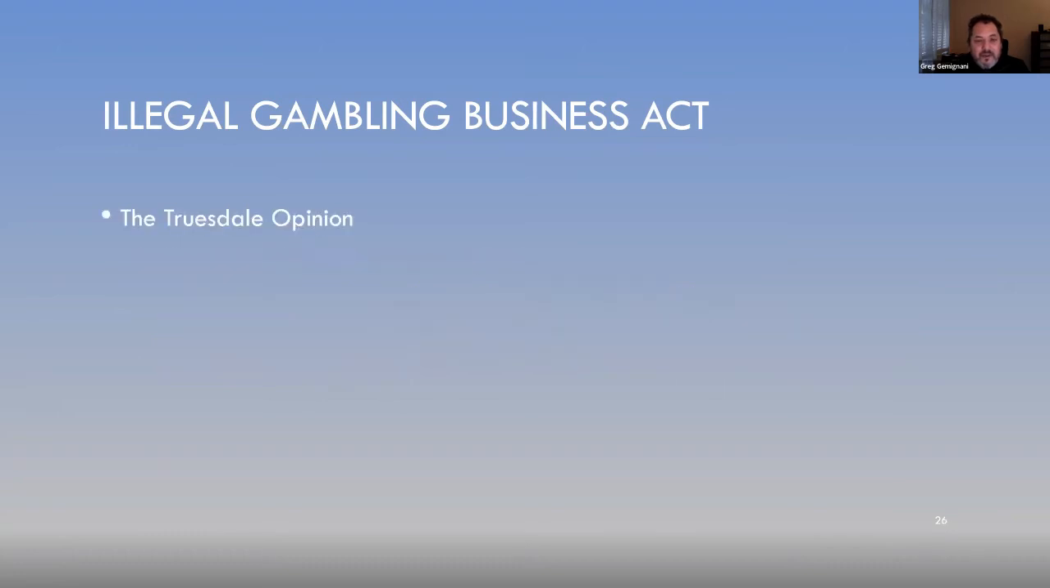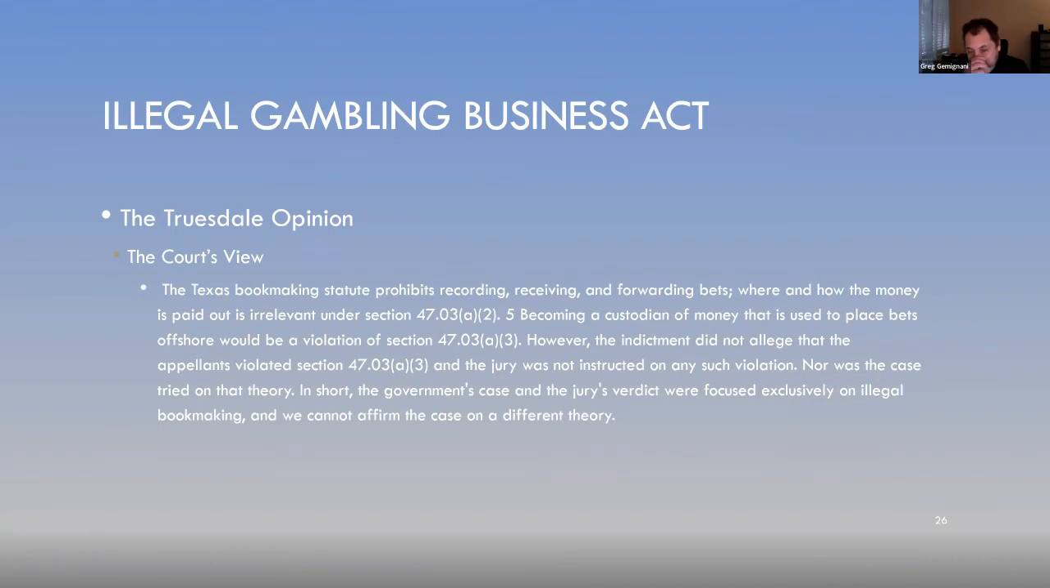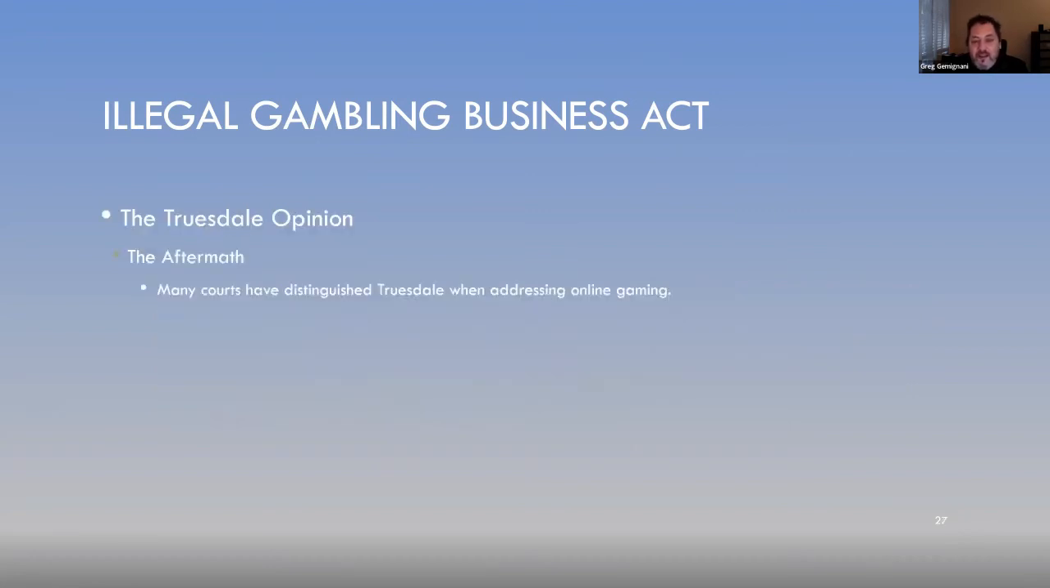What's the court's view of this? Court's view is you convicted these folks under the bookmaking statute, not the funds transfer statute, not the promotion of illegal wagering statute, only the bookmaking statute. Yet you provided no evidence that they were actually engaged in bookmaking. And even though they might be guilty under these other statutes, that's not what they were convicted for. Therefore, the conviction is overturned.